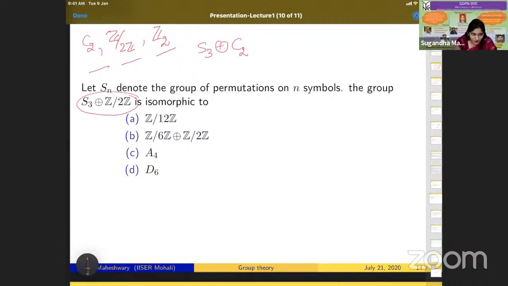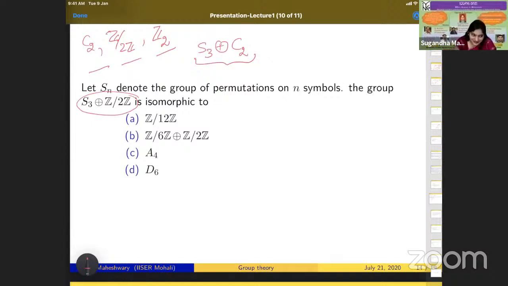So you have these 4 options and you have to tell what this direct product is isomorphic to. The very first thing is, what is its order? The order of this group is 6 times 2, since S3 is of order 6, so this is 12. But all 4 options are of order 12, so you cannot eliminate any of them.